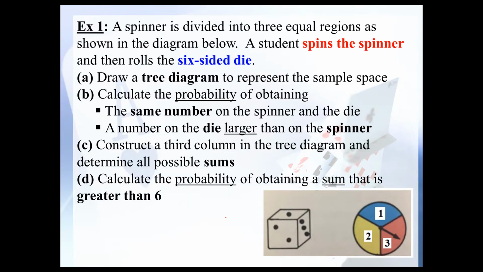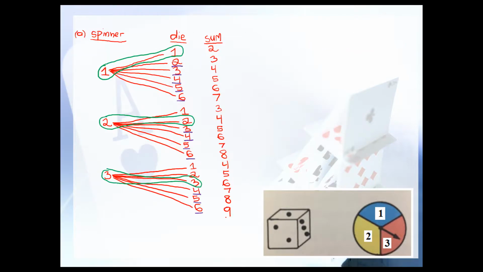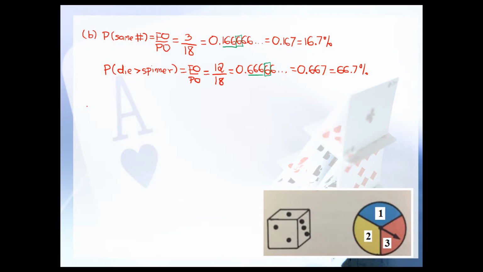Okay, now what does it want us to do? Okay, so we did C. Now it says calculate the probability of obtaining a sum that is greater than 6. Okay, so let's set up the calculation in part D here. So I'm going to say the probability of obtaining a sum that is greater than 6. That's going to be equal to the number of favorable outcomes over the number of possible outcomes.